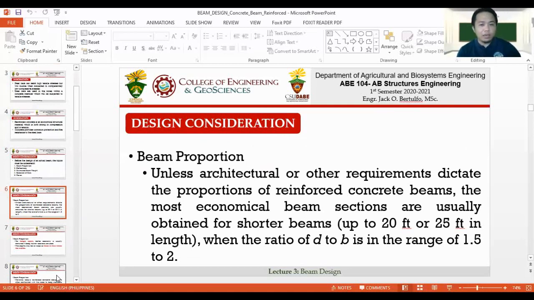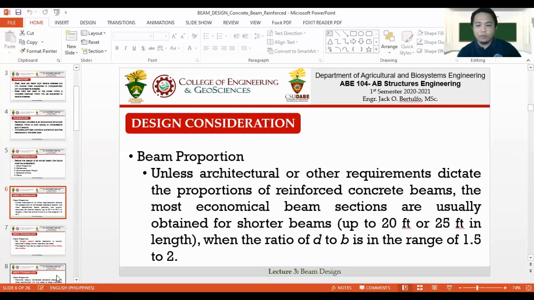Unless architectural or other requirements dictate the proportion of a reinforced concrete beam, the most economical beam sections are usually obtained for shorter beams. It's the same as in timber design. As much as possible, we need a shorter beam. If we can design it shorter, it's better, because the longer the beam, if it is simply supported, it will sag or deflect, which is not good for the structure.